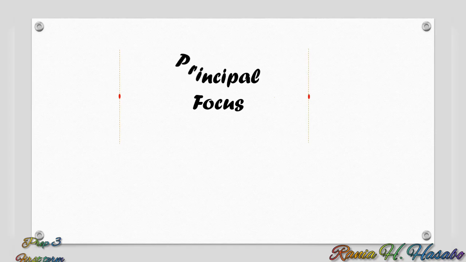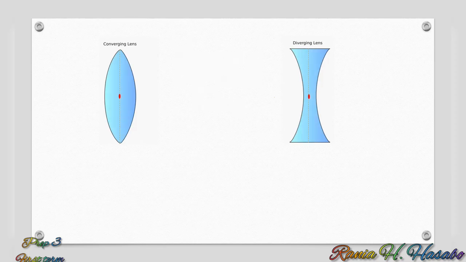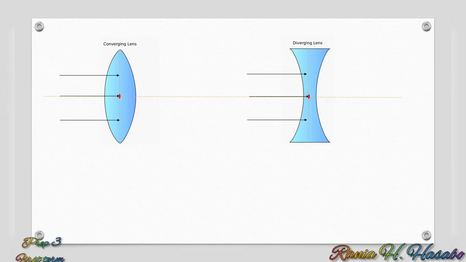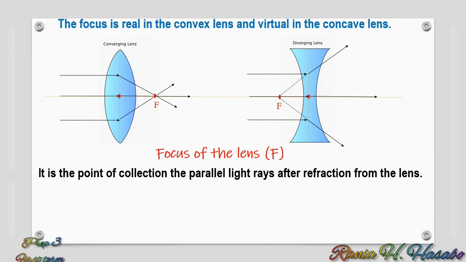Principal focus. It is produced when a beam of light rays falls parallel to the principal axis. We have two definitions of focus. In case of a convex lens, it is the point of collection of refracted light rays, while in concave, as it is a diverging lens, it is the point of collection of the extension of refracted light rays. So we have two types of focus: real focus in case of convex lens and virtual focus in case of concave lens. Any lens is limited with two spherical faces, so it has two centers of curvature and two focuses, two foci.